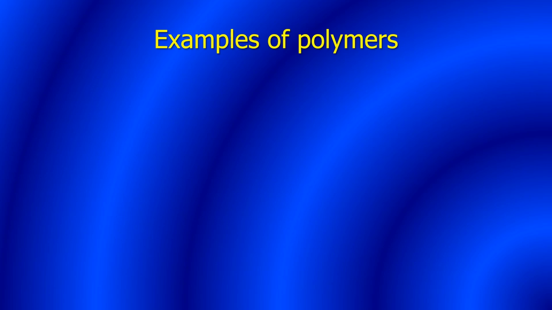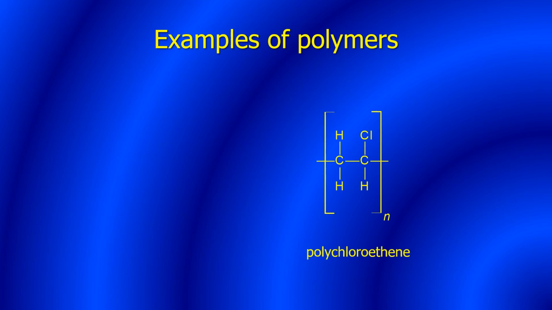Okay, so here's another polymer. This time I'm showing you the structure of the polymer, and this polymer has the name polychloroethene. What I'd like you to do now is to pause the video and see if from the structure of this polymer you are able to draw the structure of the monomer and give the name of the monomer.